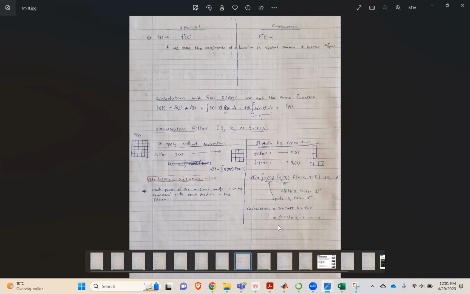Also, we didn't discuss how, when the convolution happens, how the size is changing.